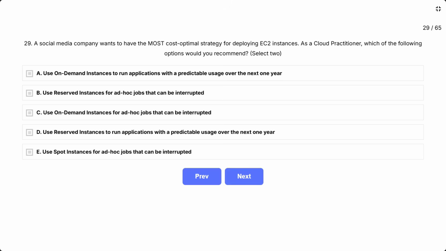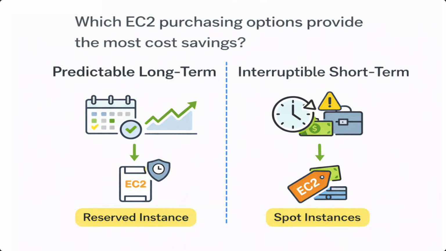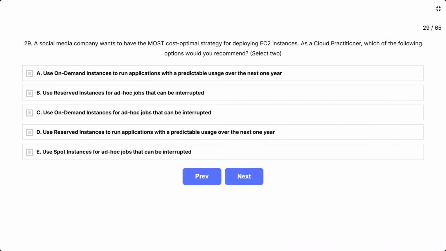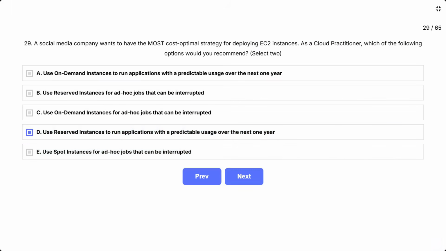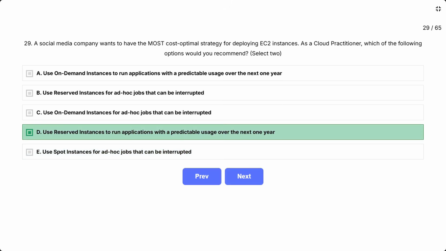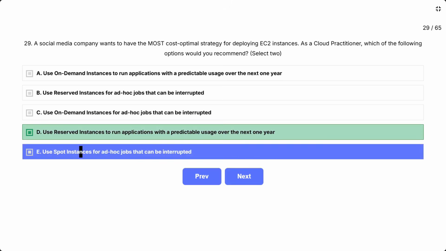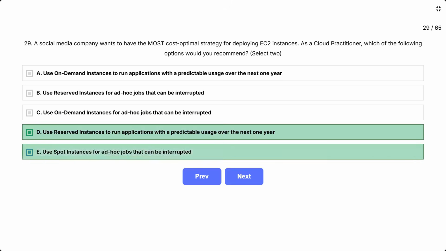E. Use spot instances for ad hoc jobs that can be interrupted. This question asks which EC2 purchasing options provide the most cost savings for 2 different workload types: predictable long-term usage and interruptible short-term jobs. Think of it as, how do I match the right EC2 pricing model to each workload type to minimize costs? The correct answer is D. Use reserved instances to run applications with a predictable usage over the next 1 year. E. Use spot instances for ad hoc jobs that can be interrupted.